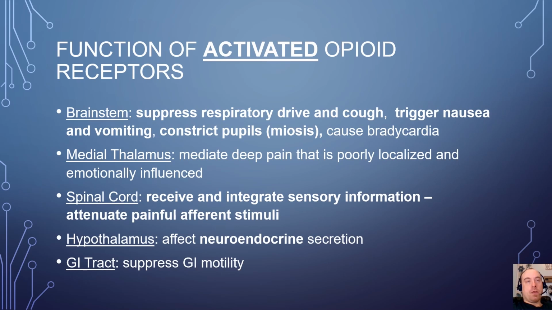In the spinal cord, that's really one of the main sites of action. The spinal cord receives, as I mentioned already, and integrates sensory information for pain. The opioids will attenuate that painful stimulus, or actually prevent communication between the initial sensory pathway and the rest, so before it travels up to the brainstem, it can be terminated.